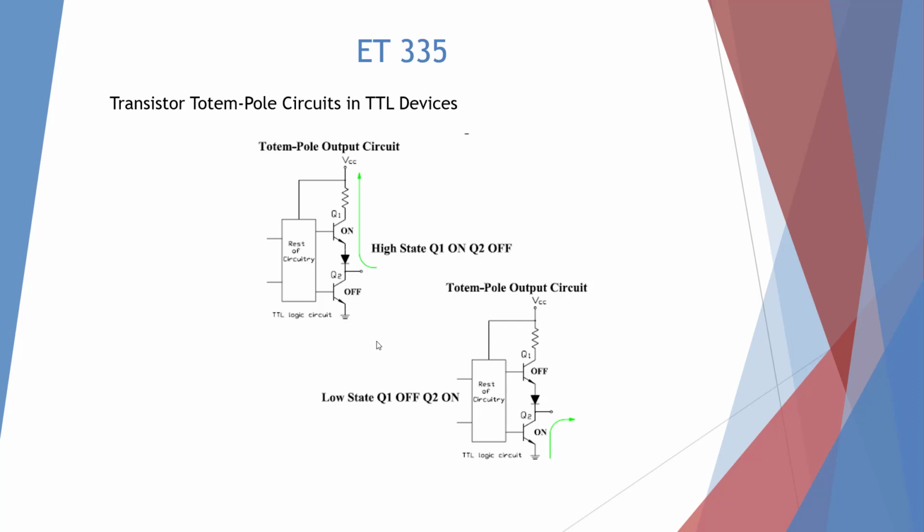So if we want a high state, the top transistor is going to be on, the bottom transistor is off, and we have a direct path to power. So this is a high, typically about 5 volts. If we want a low, the bottom transistor is going to be on, the top transistor is off, which gives us a direct connection to ground, a low.